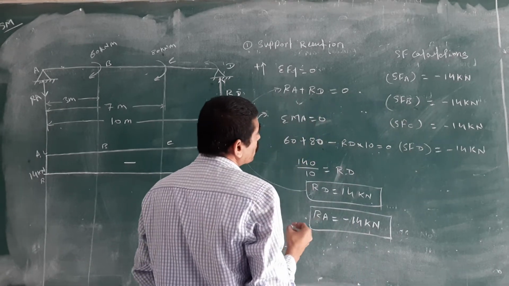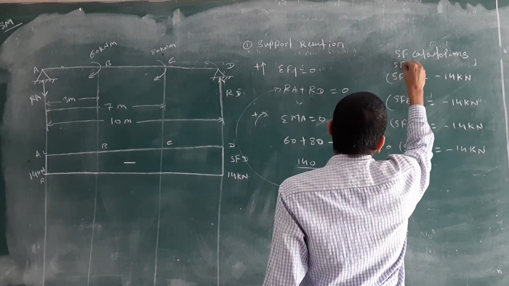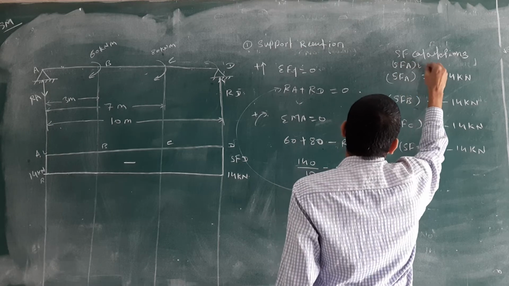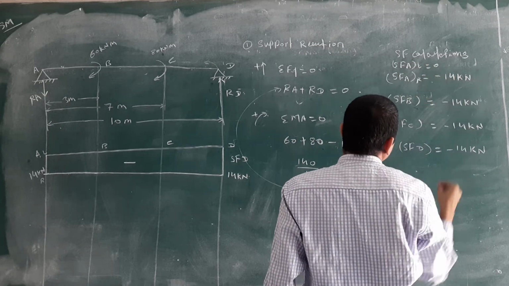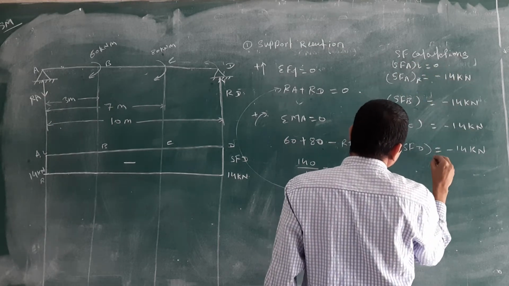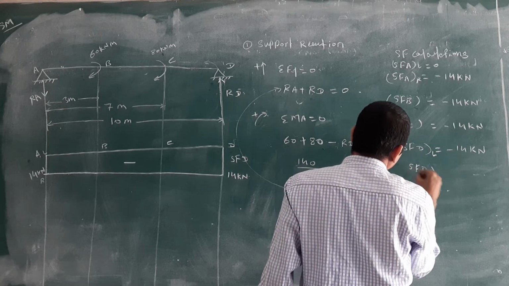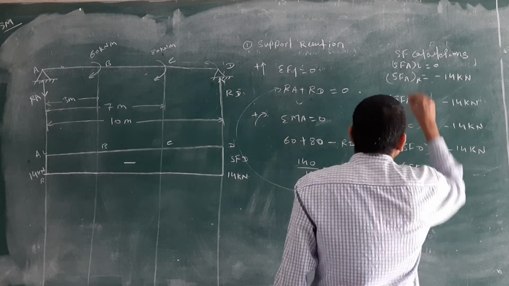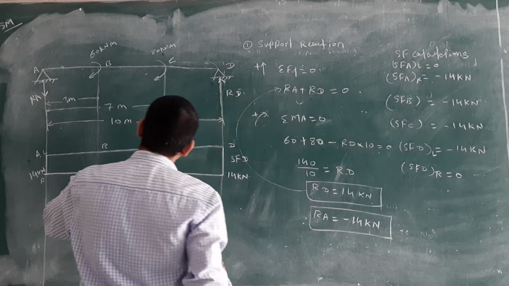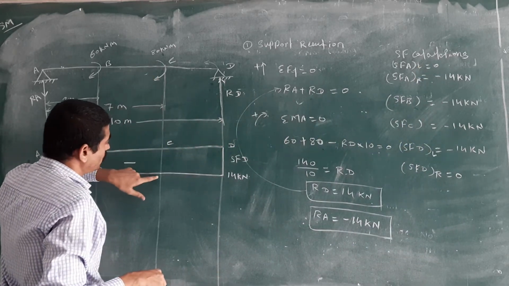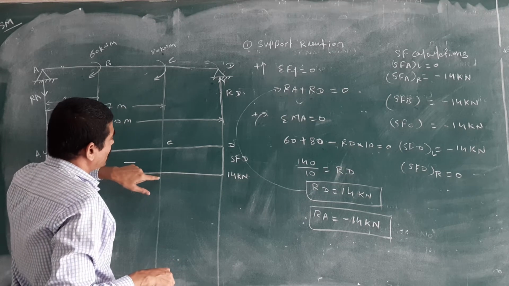SF at B only. You can write here SF at left is equal to 0 and right is equal to minus 14. SF at D, just left, you will get the first and last point is 0. Check that. At point C, again here is the moment. You will get only 1 point.